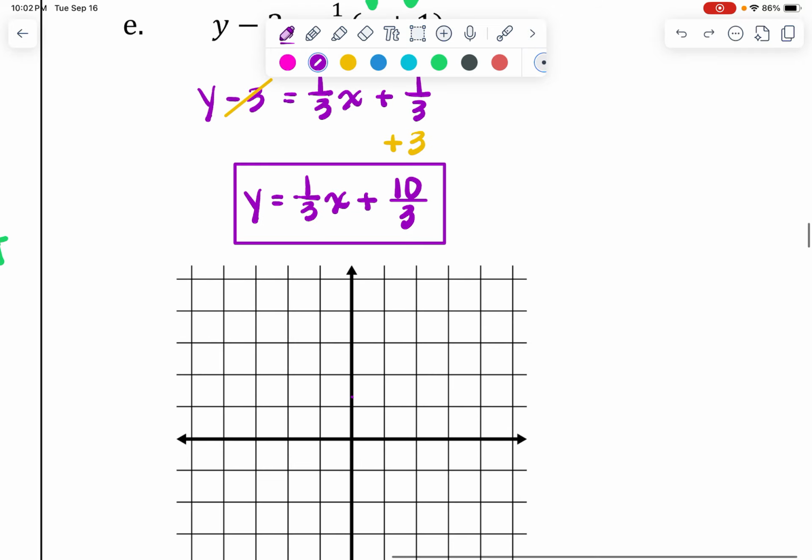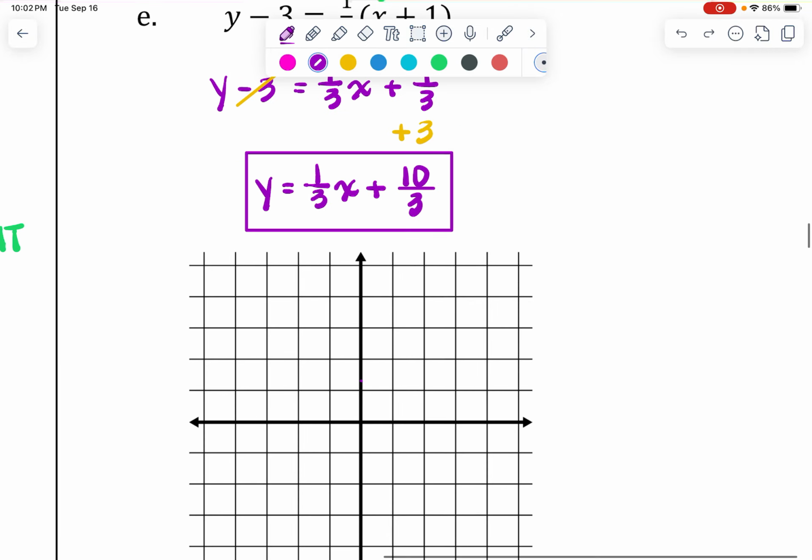Okay, so now my y-intercept, let me refresh here. So my y-intercept is the 10/3, which is 3 1/3. Okay, so I'm going to go up 3 1/3. So I should be here, right? And then my slope is 1/3. So I'm going to go up 1 full unit and then over 3. So I'm going to land here. Okay, that looks so much better. All right, and then I can draw my line, right? So it's going to look something like this.